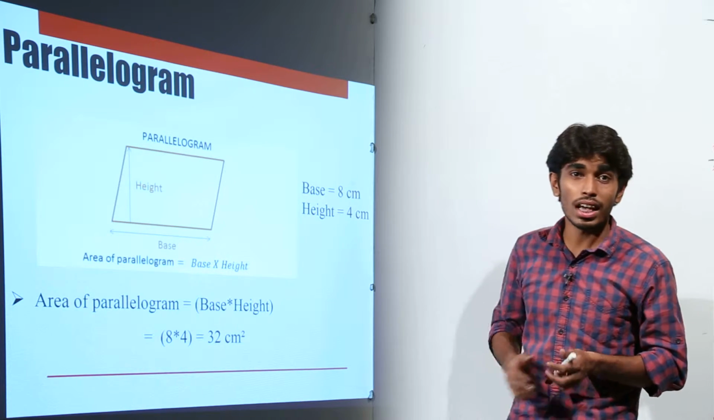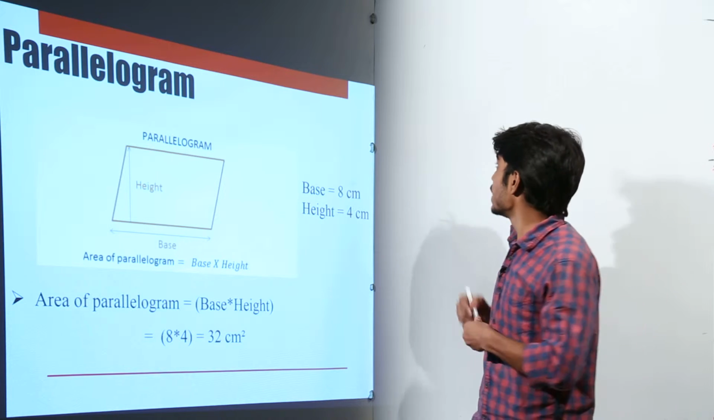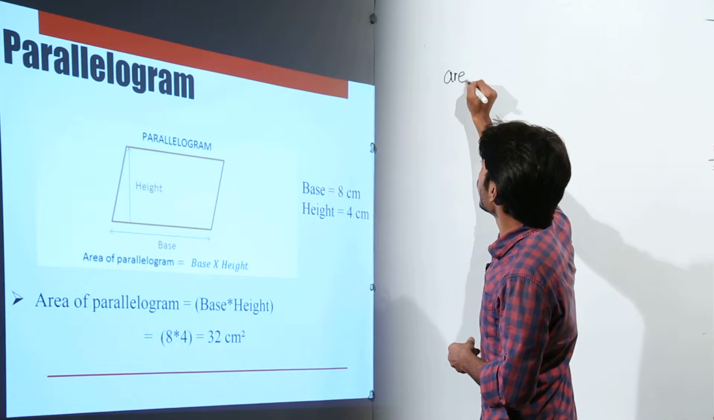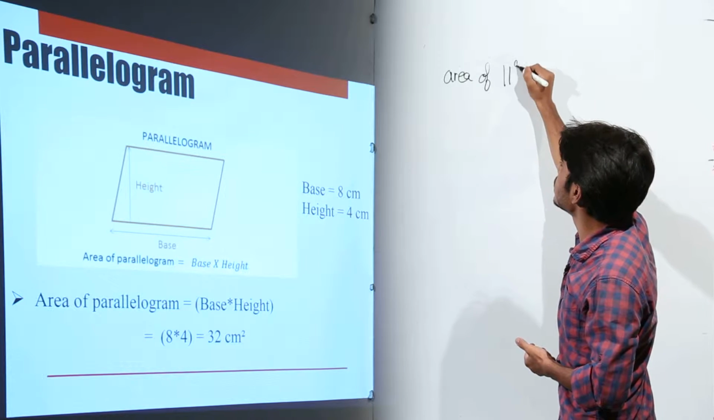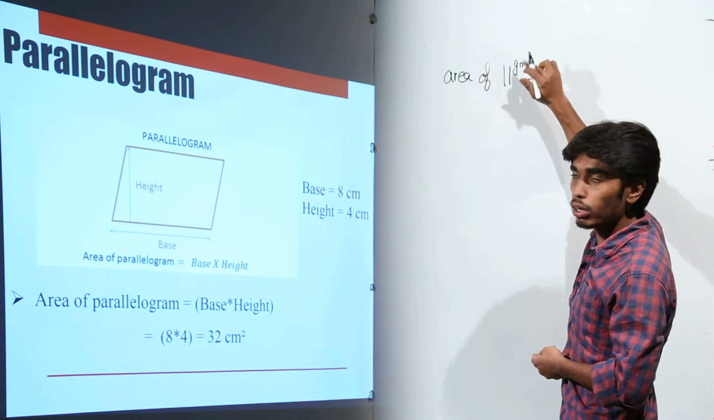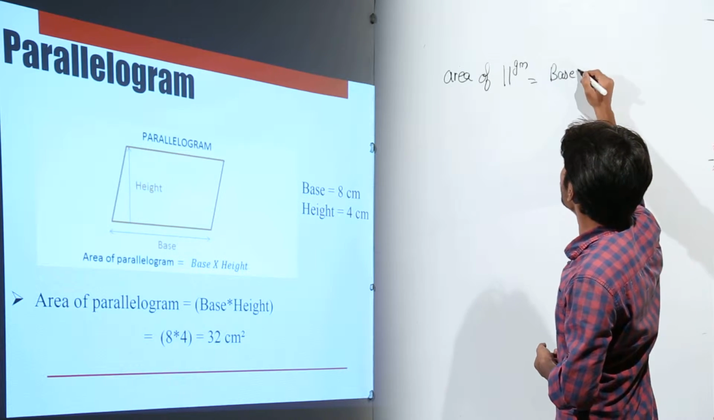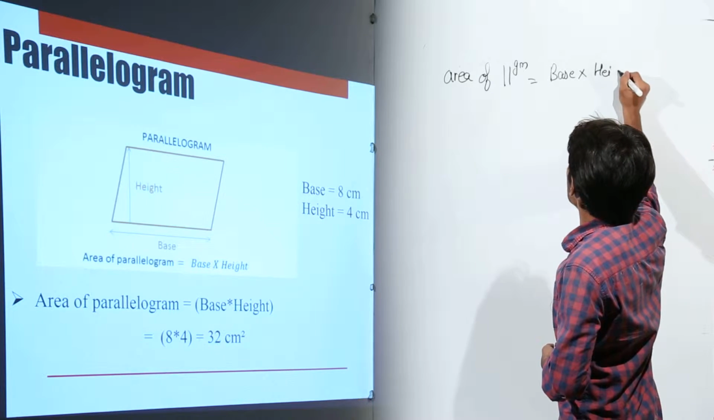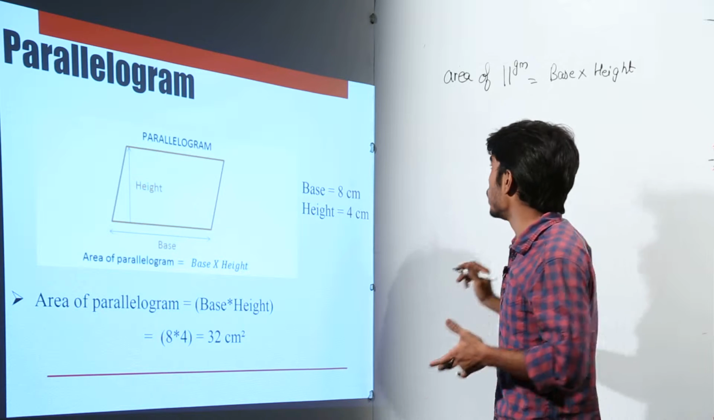Now what is the area of a parallelogram? The formula for the area of a parallelogram is base into height. I'll denote a parallelogram by two parallel lines and so on. This will be a parallelogram. So the area of a parallelogram would be base into height. Now you might wonder, why is the area of a parallelogram equal to base into height?